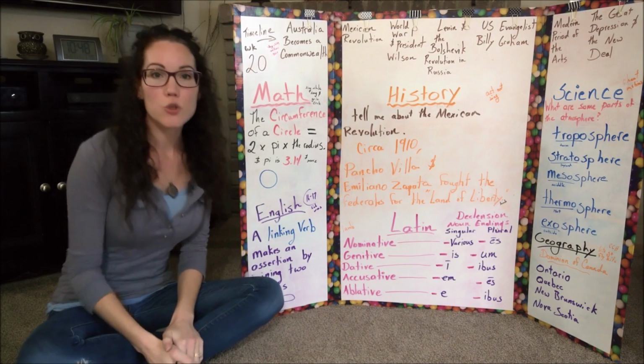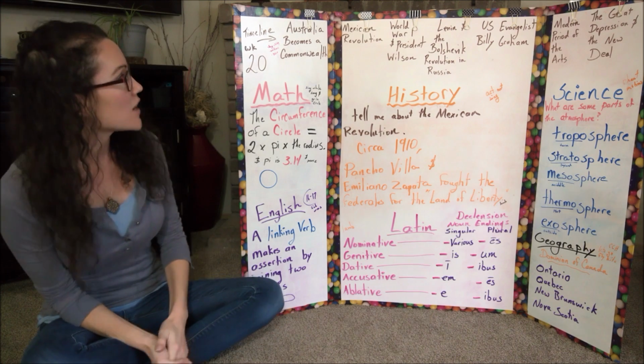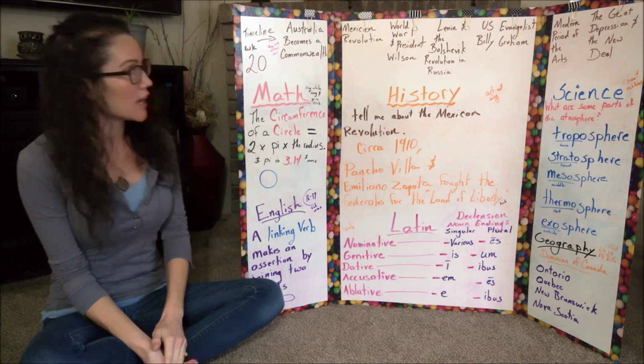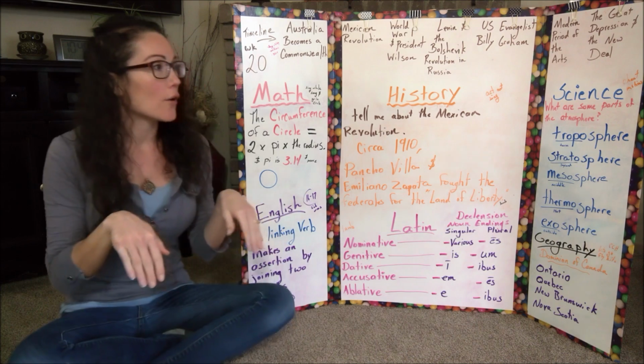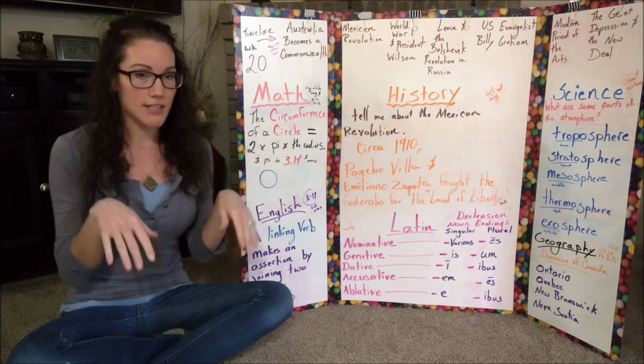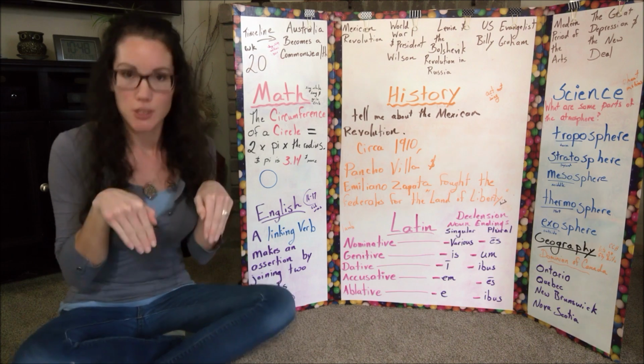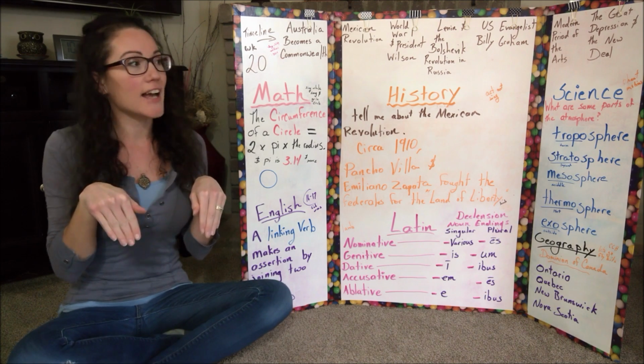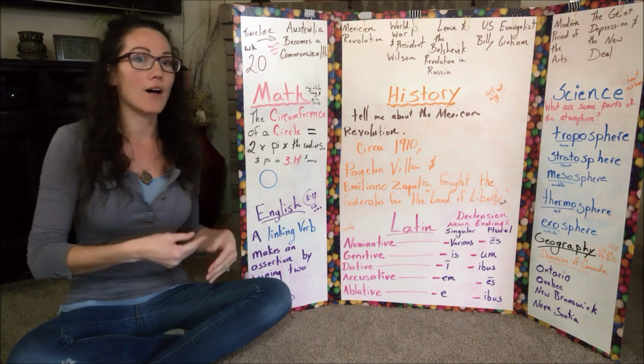All right, week 20, here we go. Timeline. Australia becomes a Commonwealth. We're going to hop like kangaroos for Australia. So we'll all be standing up and we'll just be hopping for Australia, and then becomes a Commonwealth.